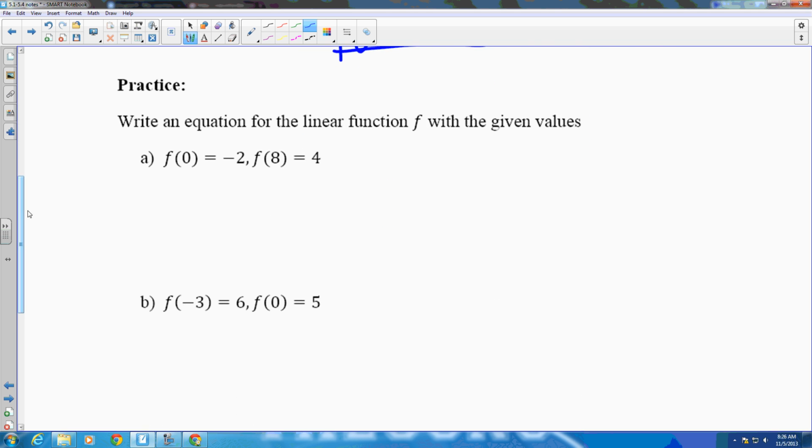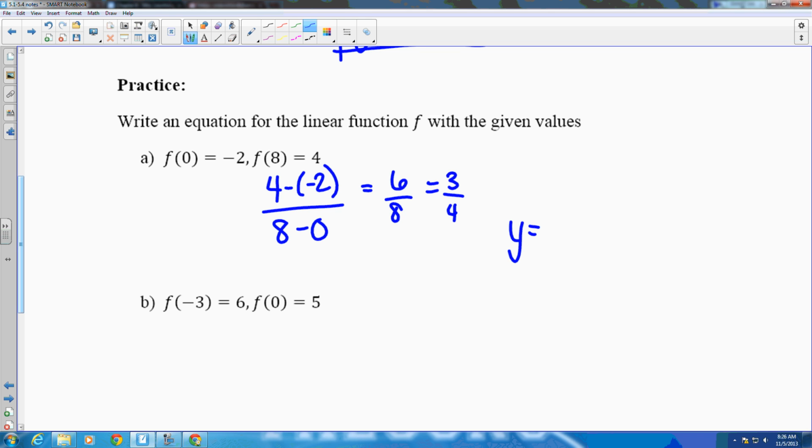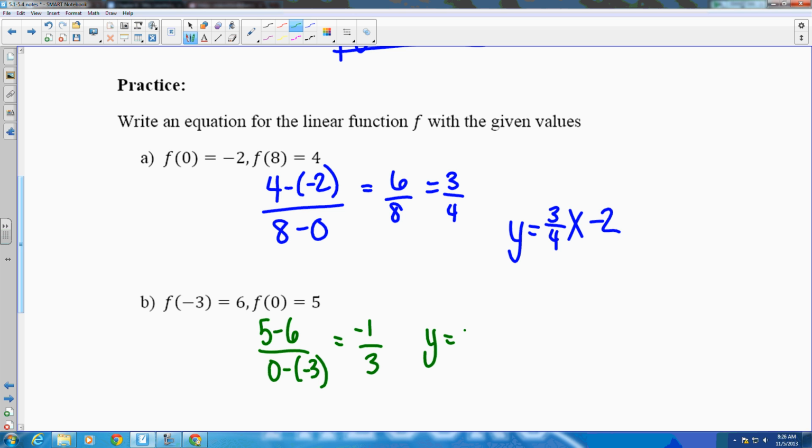Okay, A and B are the same, straightforward. Need to find the slope first. Which is 6 over 8, or 3/4. So our equation is 3/4 x minus 2. This one, 5 minus 6 over 0 minus -3 equals -1/3. Y equals -1/3 x plus 5, because that one also gave us the y-intercept.